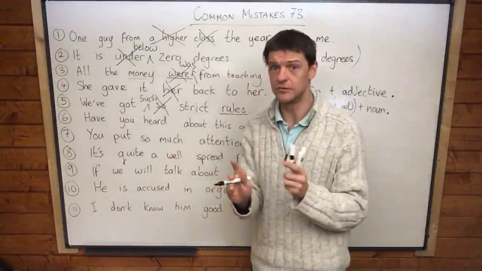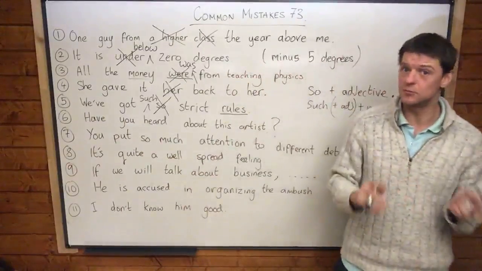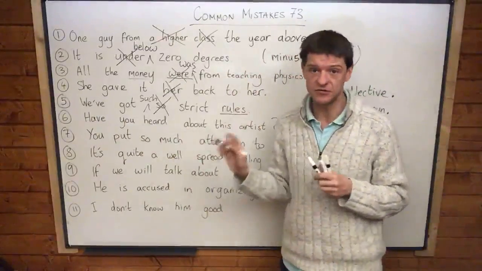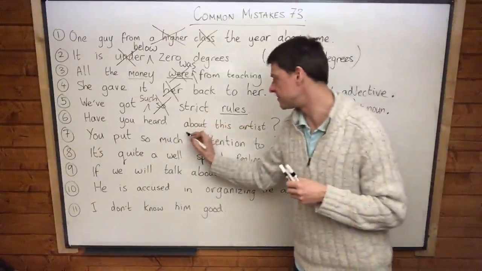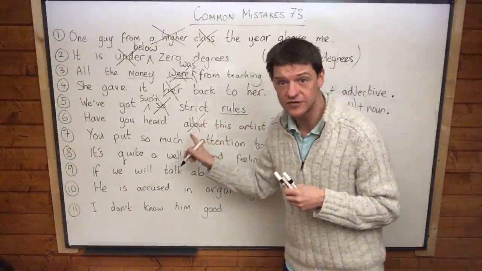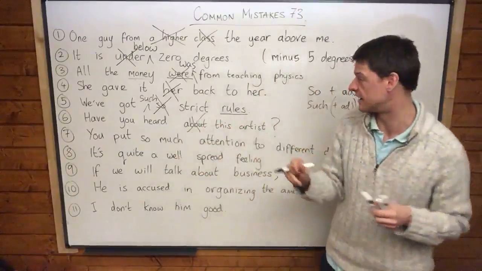Number 6: "have you heard about this artist?" Now this is possible, but the student didn't want to use this form really. They used the incorrect preposition. They used the wrong preposition. This preposition wasn't what they wanted to say, although this preposition is correct sometimes.